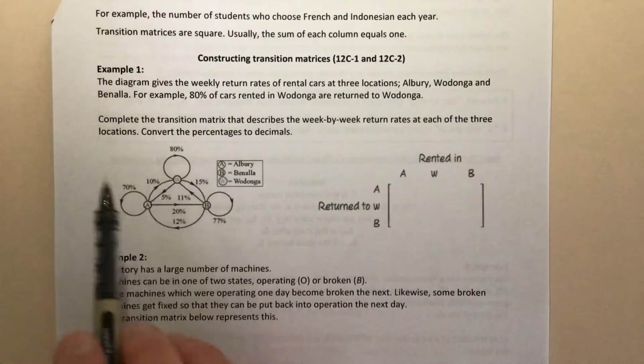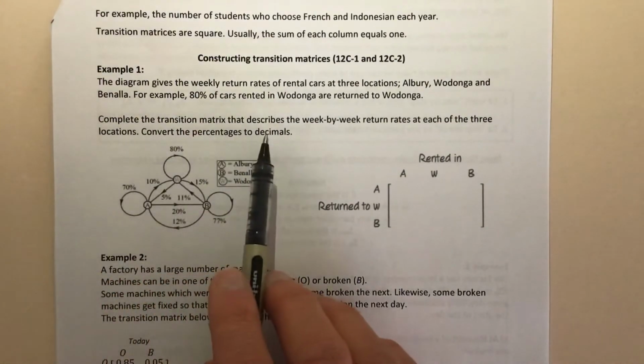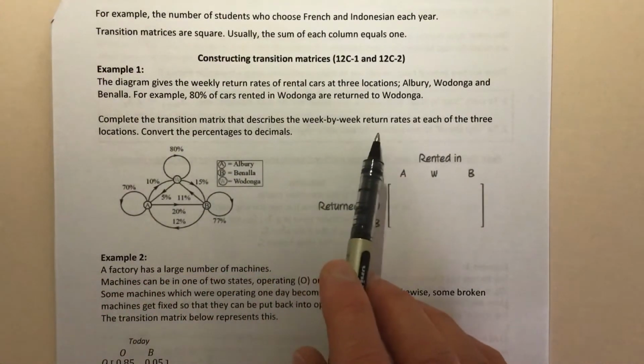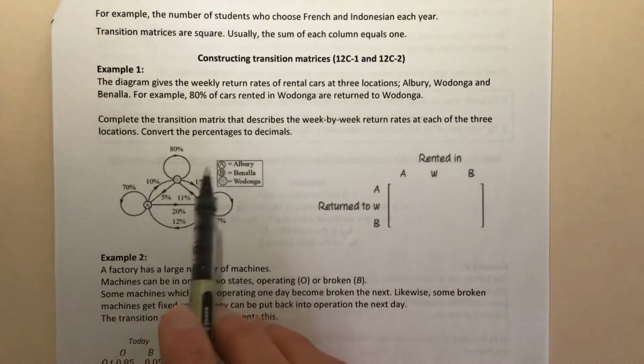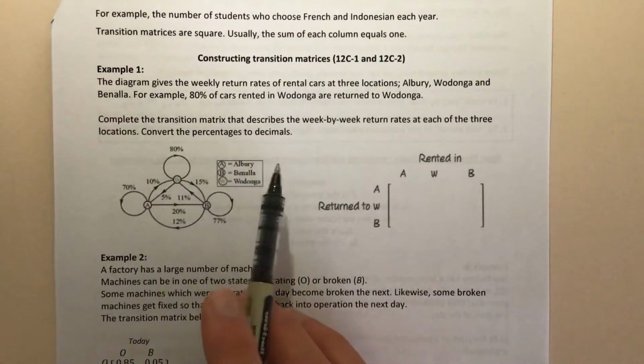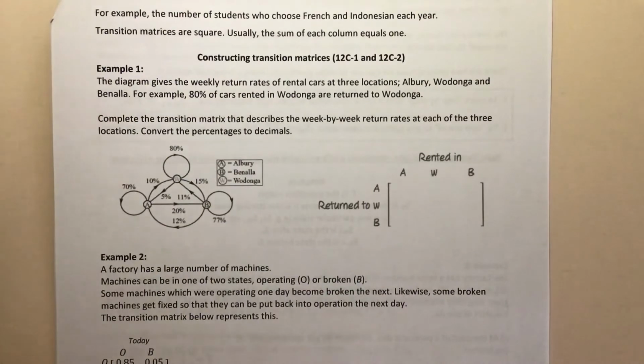So what we have to do is complete the transition matrix that describes the week-by-week return rates at each of the 3 locations. And we have to convert the percentages into decimals. So let's have a look at how this actually works. And it's maybe not the clearest picture, but I think you can just see the numbers well enough.